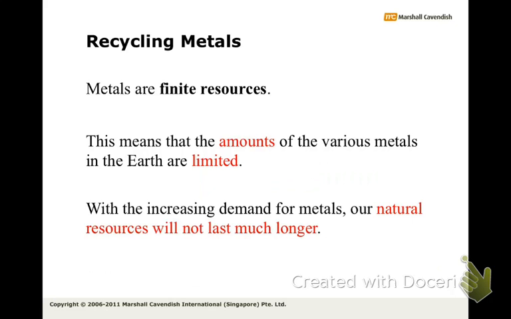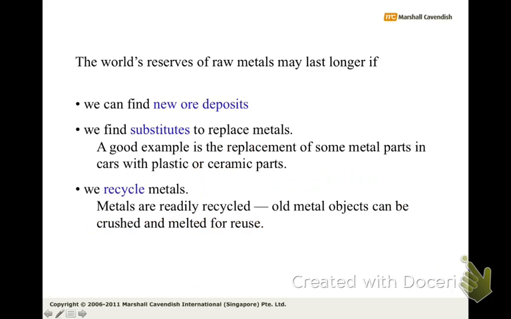The ironic thing is, some of you study history. After the Industrial Revolution in Britain in the 19th century, you have increasing demands for metals. You need metals for computers, you need metals for this, that. So our natural resources cannot actually last much longer. It's a problem. First things first, you need to find new ore deposits. So hopefully when you discover Mars, we are constantly researching on Mars.